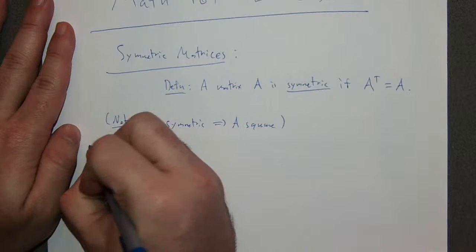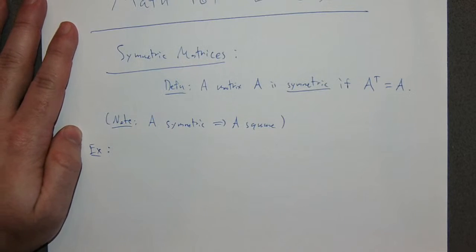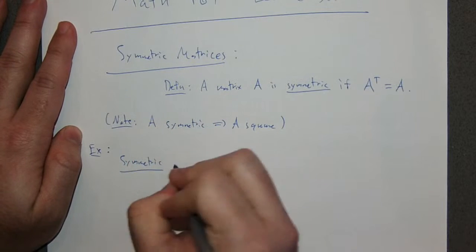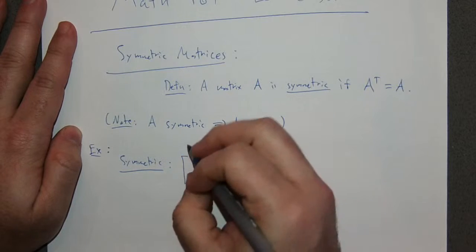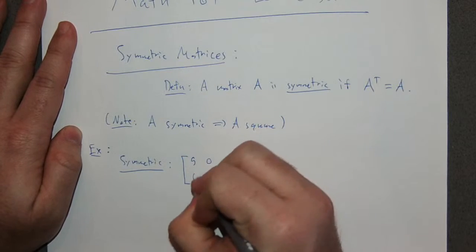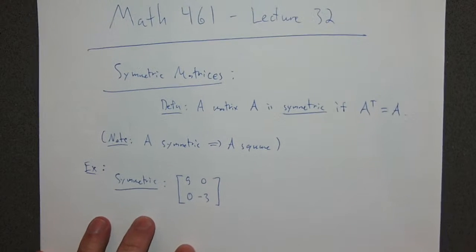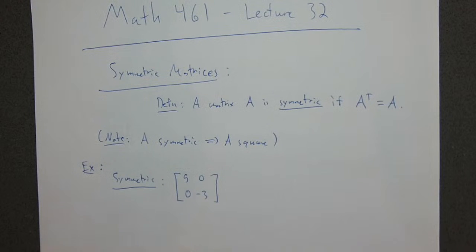Here are some examples of symmetric matrices. So here's one. Let's just say 5, 0, 0, minus 3. Now, this is a 2 by 2. That might not look symmetric, but it is. What's the transpose of this? If I take the transpose, the row 5, 0 goes to the column 5, 0, and the row 0, minus 3 goes to the column 0, minus 3. Oh yeah, that's symmetric.